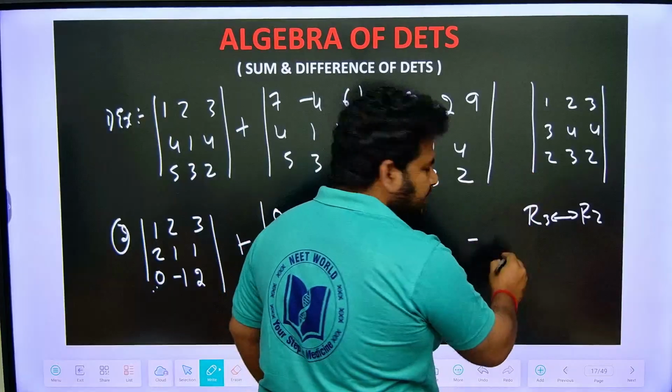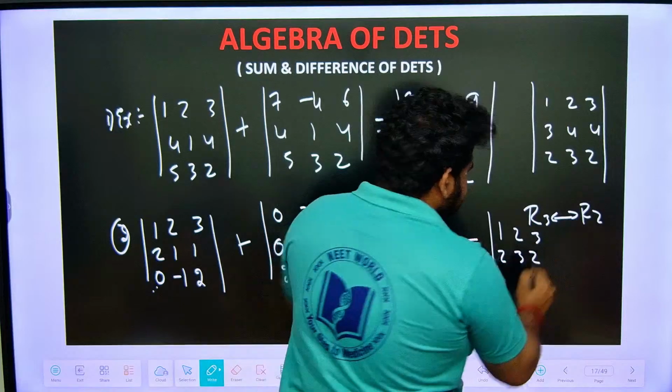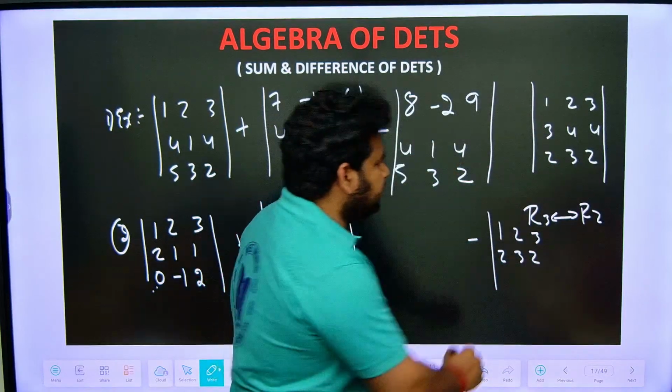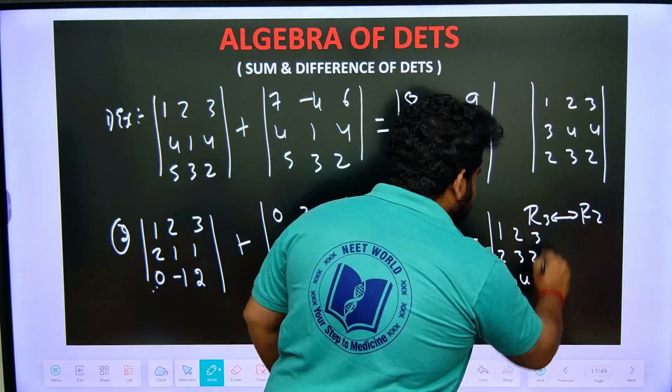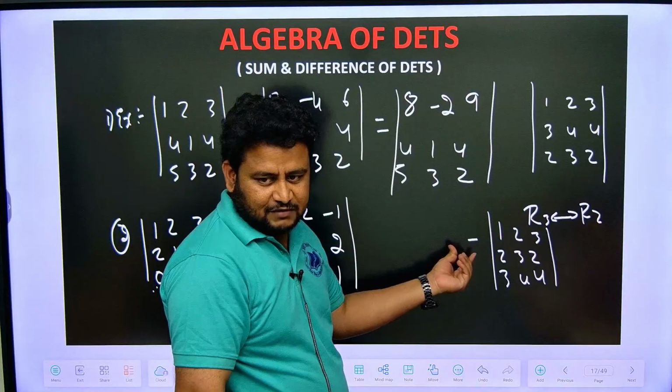So once you do it, you will multiply with minus 1. So 1, 2, 3. This will become what? 2, 3, 2. What is happening? Third row is going to second row, and second row is coming to third row. What will this be? 3, 4, 4. Once I do that, what will happen? I have to multiply with a minus sign.